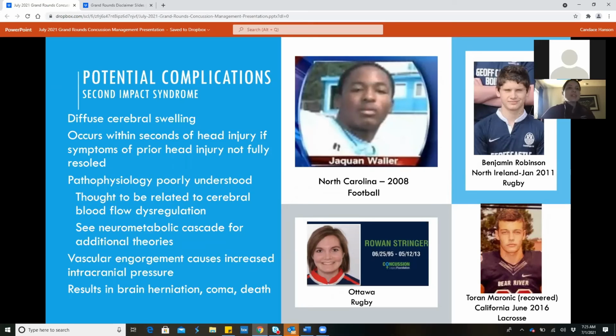So potential complications, second impact syndrome is definitely the one that is probably the most concerning, because it can result in immediate death. Although I think all of these complications are concerning in their own ways. So second impact syndrome is diffuse cerebral swelling, occurs within seconds of a head injury if symptoms of prior head injury are not fully resolved, hence the second impact syndrome. Sorry for that little typo there. Pathophysiology is poorly understood overall, but again, thought to be related to that cerebral blood flow dysregulation and the neurometabolic cascade. So vascular engorgement causes increased intracranial pressure, which can result in brain herniation, coma, and death.